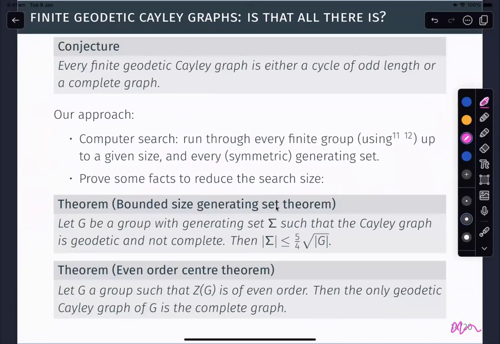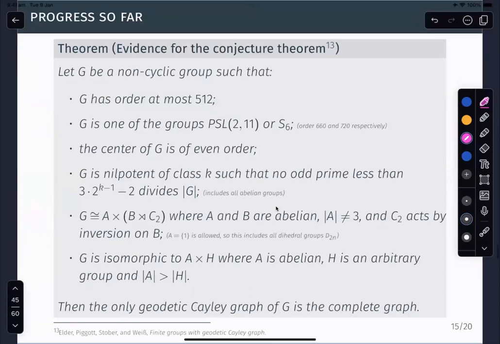Oh, no, that's not our last slide. This one is progress so far. So this is Florian, Armin, Adam, and me. Mainly Florian and Armin doing all the hard work.